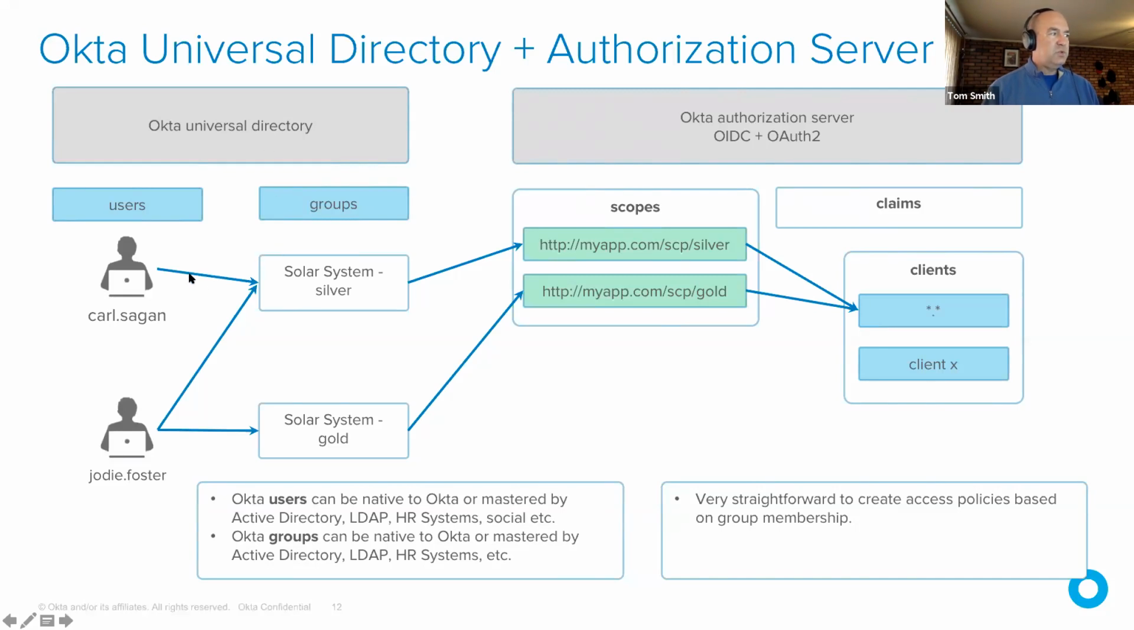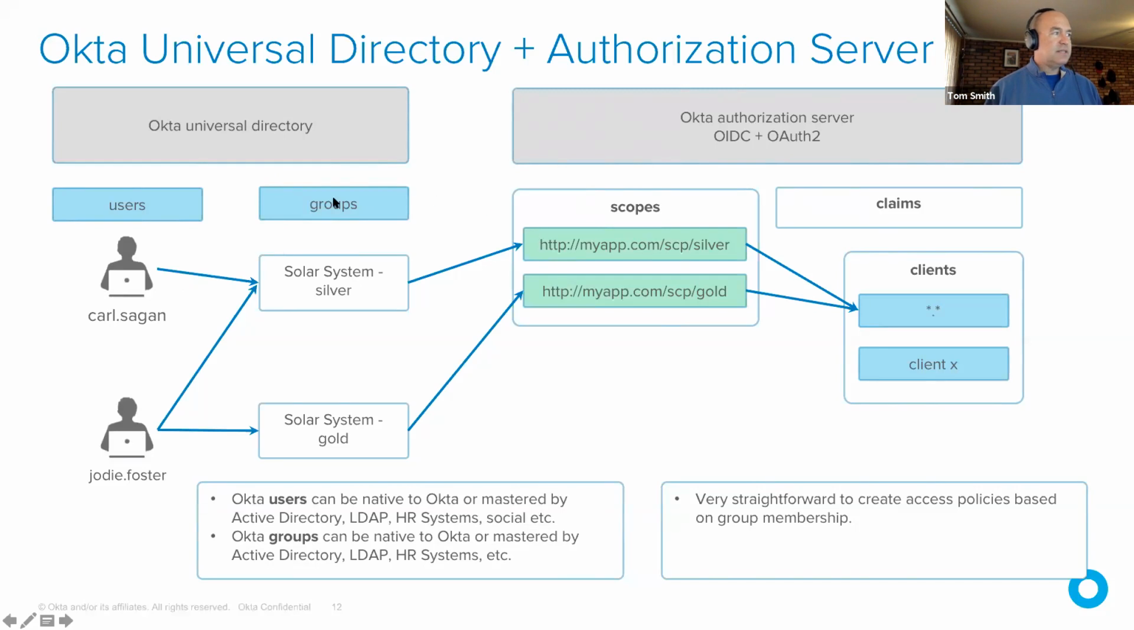So I have two sample users, Carl Sagan and Jody Foster. Those two users belong to two different groups. Carl Sagan is in the Solar System Silver group, and Jody Foster is in the Solar System Gold group. And basically what that gives them at the end of the day is different levels of access to our Solar System API. That's just an API that I made up. It's being protected by Kong, of course. But that's the example that we're using today.